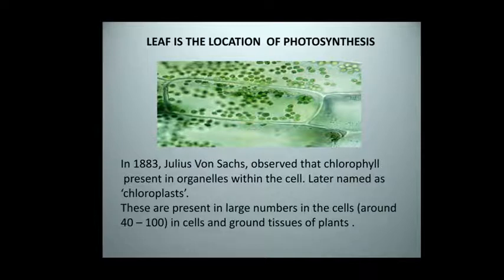After learning the definition and equation of photosynthesis, we need to learn about the location of photosynthesis in the plant. In 1883, Julian von Sachs observed that chlorophyll is present in organelles within the cell, later named chloroplasts. In that year, this scientist observed chlorophyll present in this organelle, which is known as the chloroplast. These chloroplasts can be seen in the cells of the ground tissue of the plants.